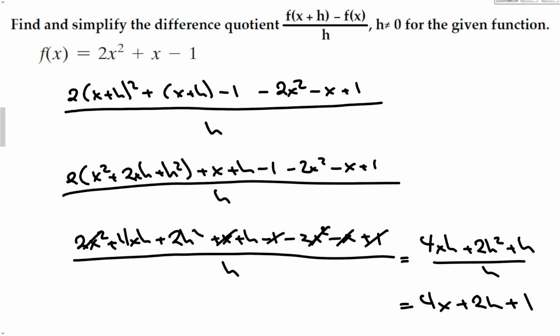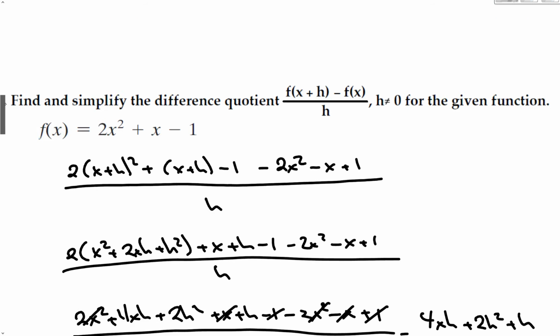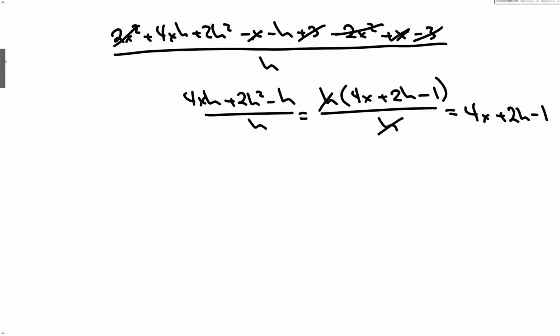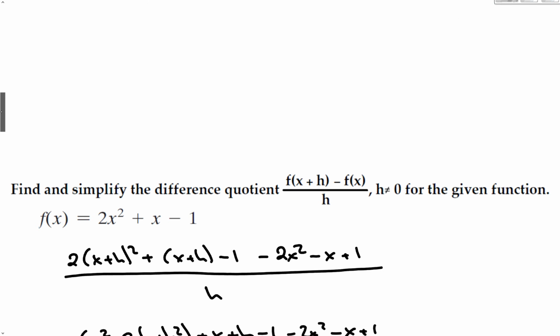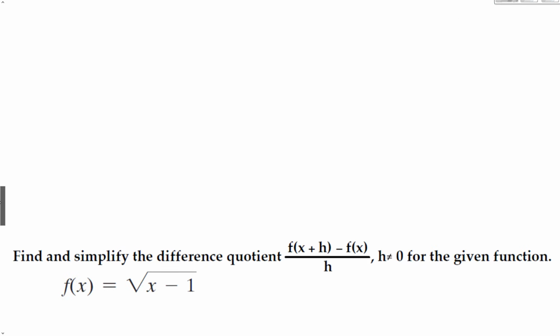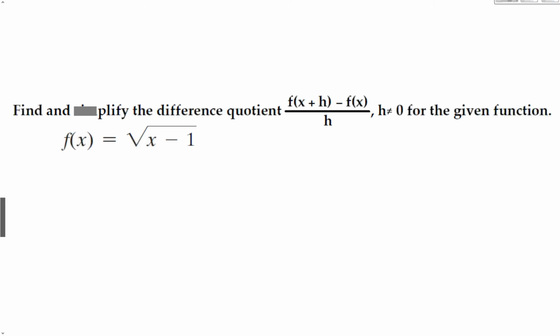Now, what we're going to do with these is we're going to see what happens when this h value, and we'll talk about what that means a lot later, becomes 0, and we would get 4x plus 1. Here, we would get 4x minus 1. But what happens if we have something really weird, like this?